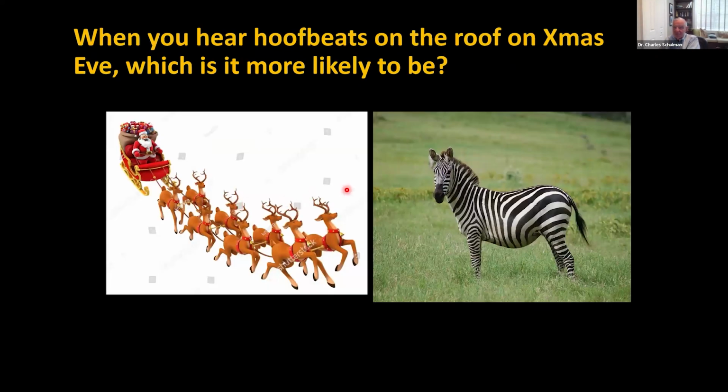Okay. Now, I asked the question, when you hear hoofbeats on the roof on Christmas Eve, what is it more likely to be? Santa Claus's reindeer or a zebra? Zebras are pretty rare to begin with in the United States, although somebody pointed out that in South Africa, I can't use this because there are so many zebras. But calling something a zebra is really talking about it as an uncommon event.